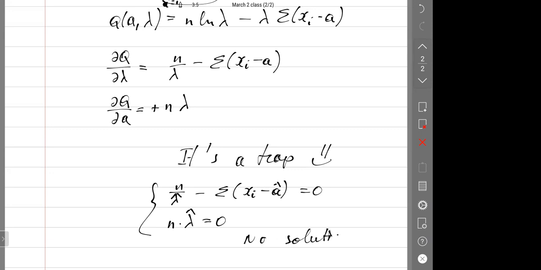No solutions. Okay, that's not so easy. That's why I have decided to consider this problem, because it's a good trap. Where is the trap? What have we done wrong? Probably there are some models in statistics where maximum likelihood estimators do not exist. That may happen.